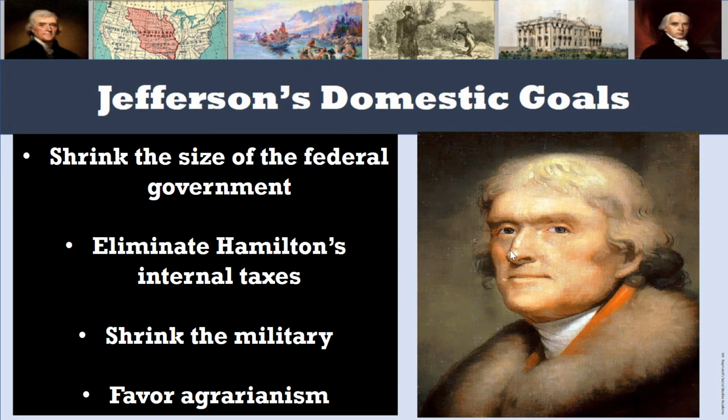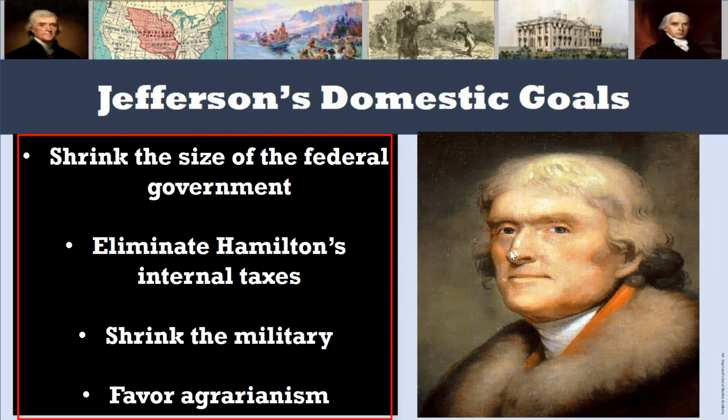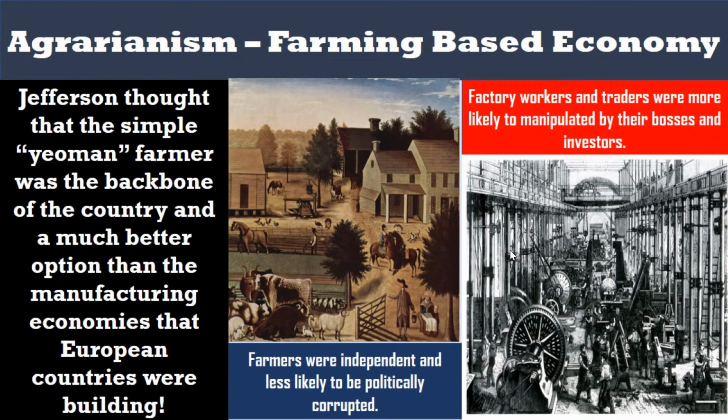Jefferson's domestic goals were to shrink the size of the federal government, eliminate Hamilton's internal taxes, shrink the military, and build an economy around farming. Jefferson believed in what is known as Agrarianism. He thought that the simple, quote-unquote, yeoman farmer was the backbone of the country and a much better option than the manufacturing economies that European countries were building.